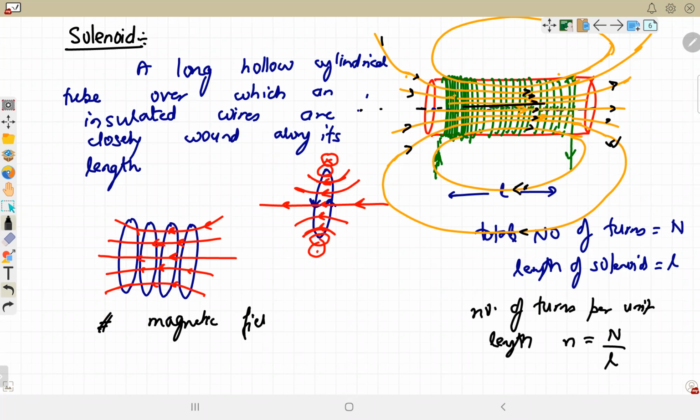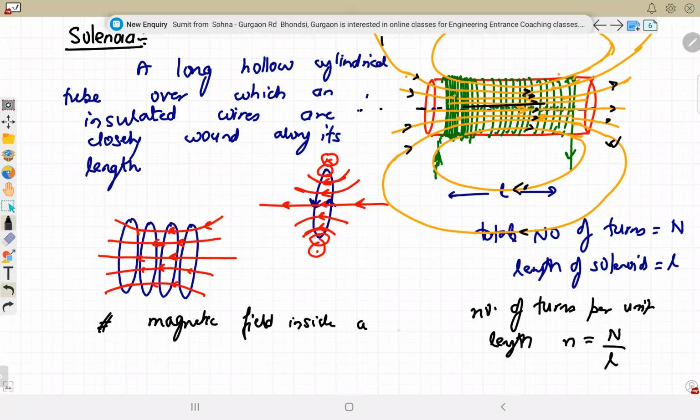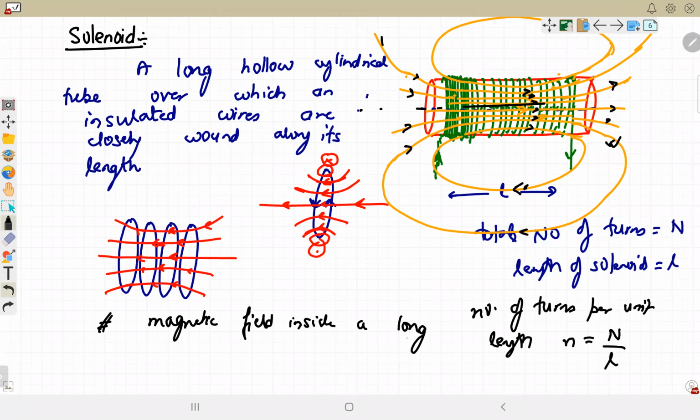Magnetic field inside a long solenoid is uniform. Uniform means constant in magnitude. So constant in magnitude also comes under symmetric, because every point has the same magnetic field.